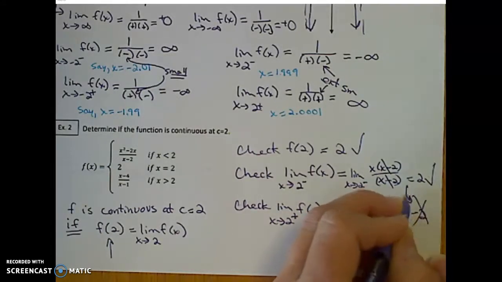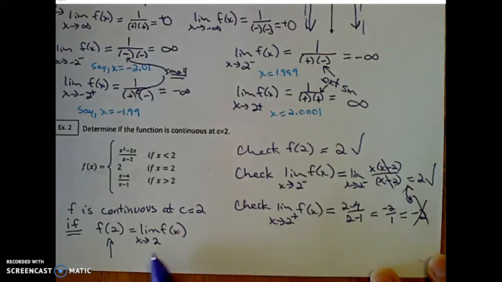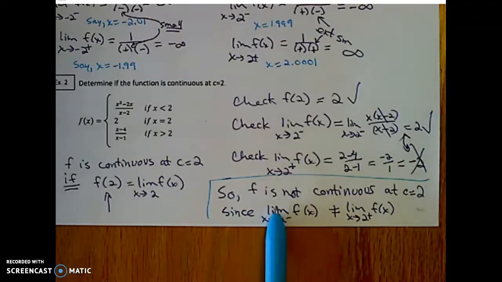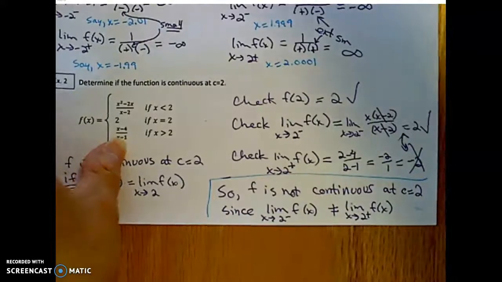Okay, and this is a problem right here. Notice the limit as x approaches 2 in general does not exist. Let me wrap this up. So f is not continuous at c equals 2 since the limit from the left of 2 is not equal to the limit from the right of 2.